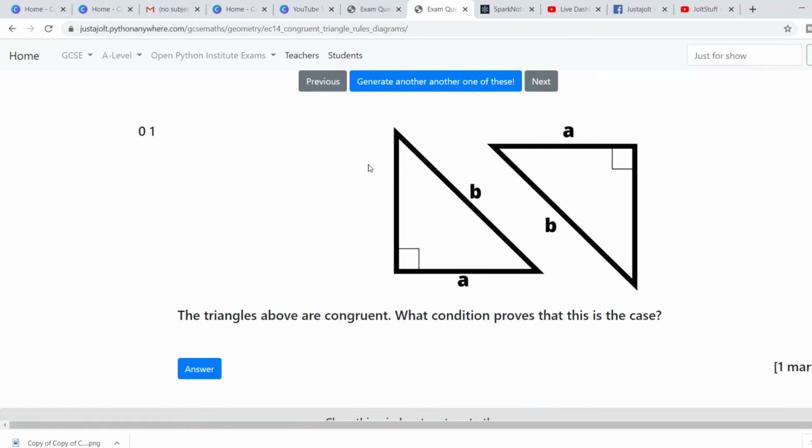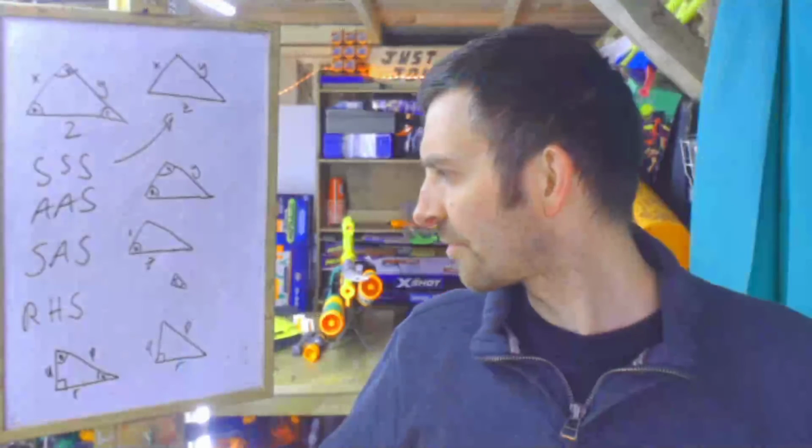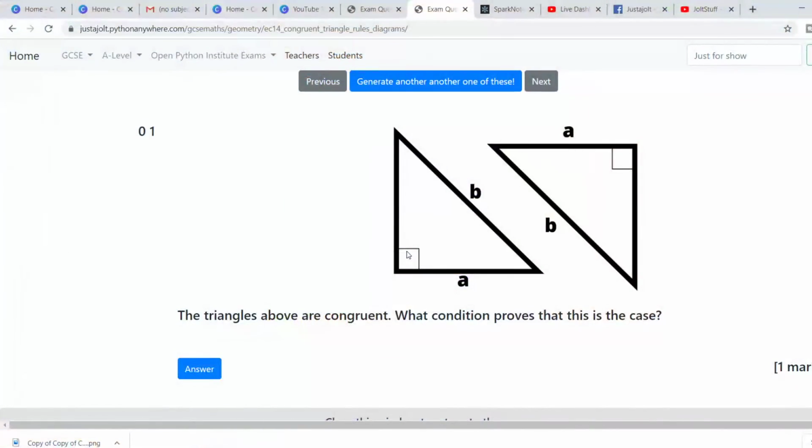The triangles above are congruent. What proves this is the case? Well, do you remember what we were saying about the right angles here? So it's the RHS rule right there. So what we've got here is a right angle, we've got a hypotenuse, and we've got another side there. So it's the RHS rule.